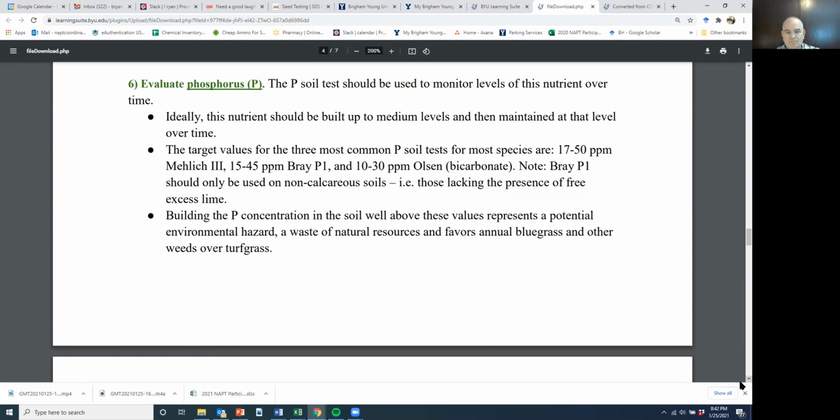So for example, here's target values for the 3 most common soil tests right here. It kind of gives you, we would like them to be in this range. And then later on, it tells you how much fertilizer to apply if they're below the ideal range.